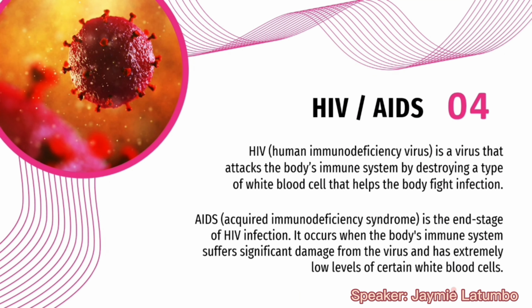So HIV or human immunodeficiency virus is a virus that attacks the body's immune system by destroying a type of white blood cells that helps the body to fight infection. While AIDS or acquired immunodeficiency syndrome is the end stage of HIV infection. It occurs when the body's immune system suffers significant damage from the virus and has extremely low levels of certain white blood cells.